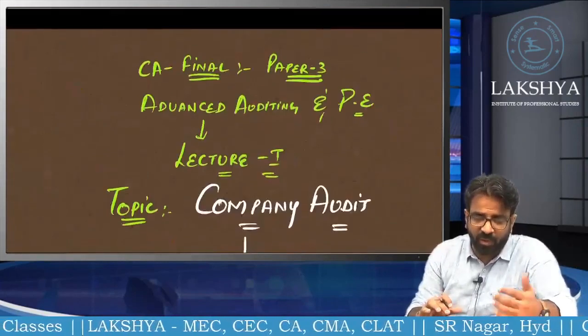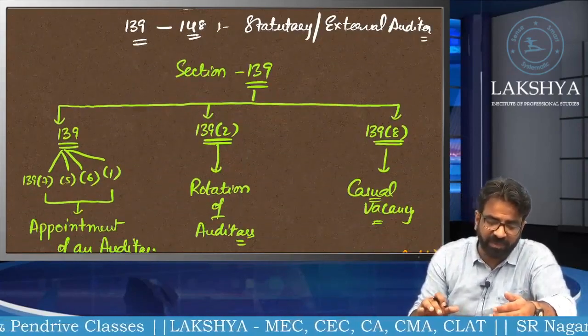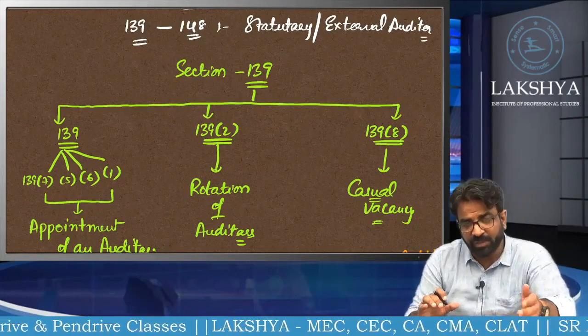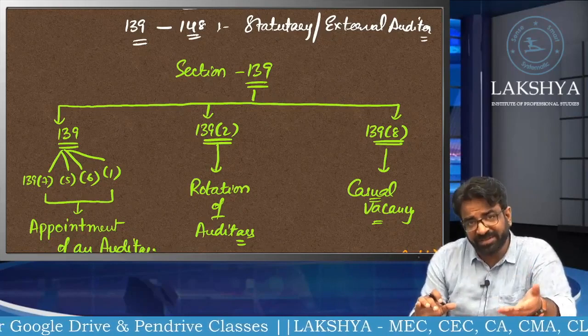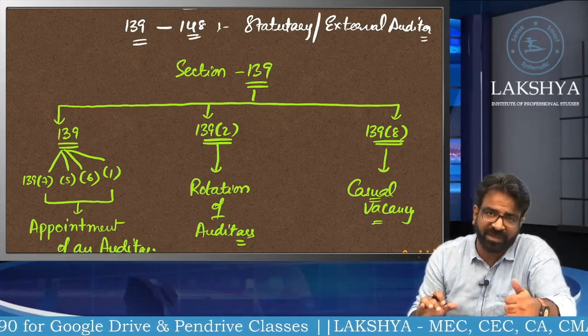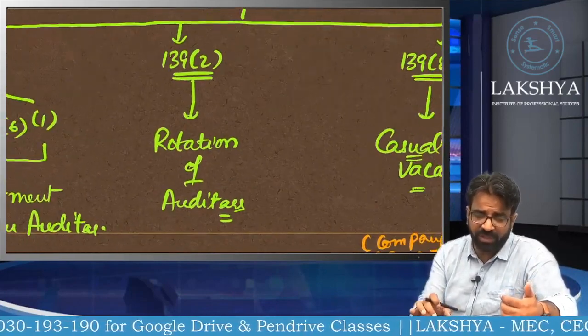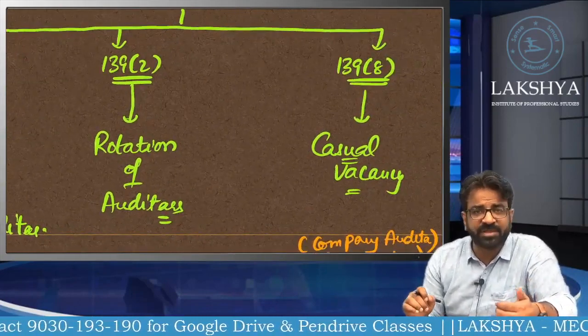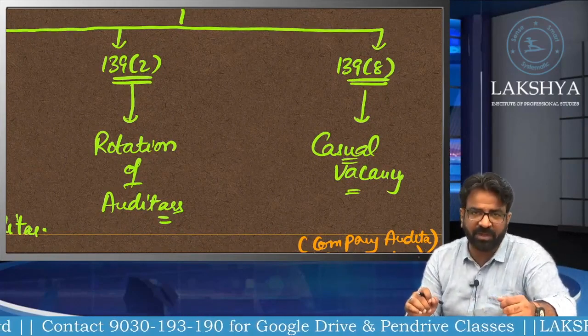So that concludes our first section of company audit, called section number 139, which talks about what? Appointment. In a few minutes we are going to understand the next section, section number 139 subsection 2, which is talking about what? Rotation of an auditor, and section number 139 subsection 8, which is talking about what? Casual vacancy of an auditor. So see you after a 10-minute break.